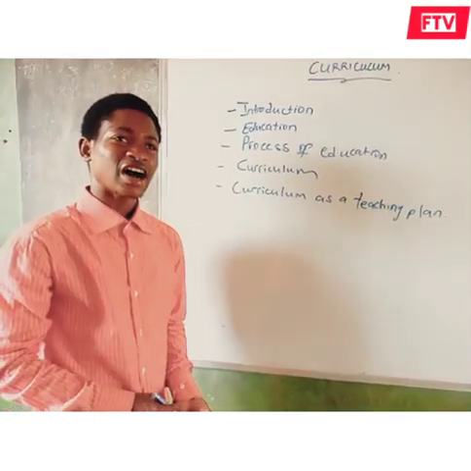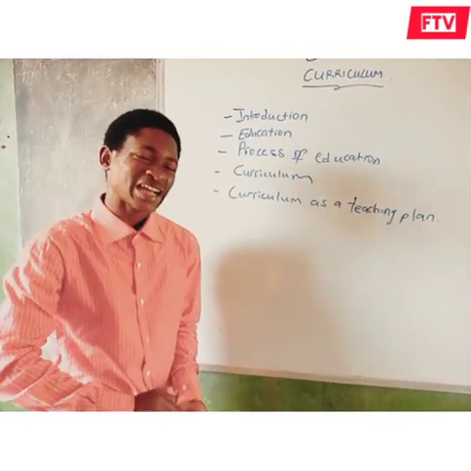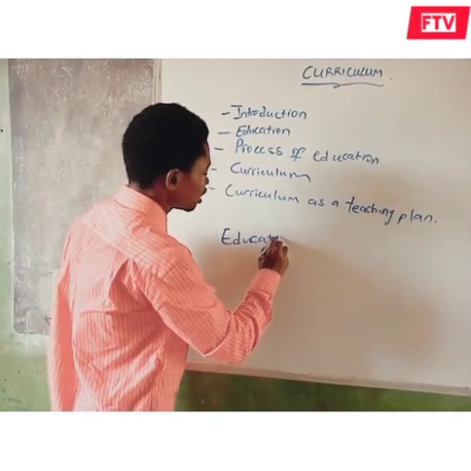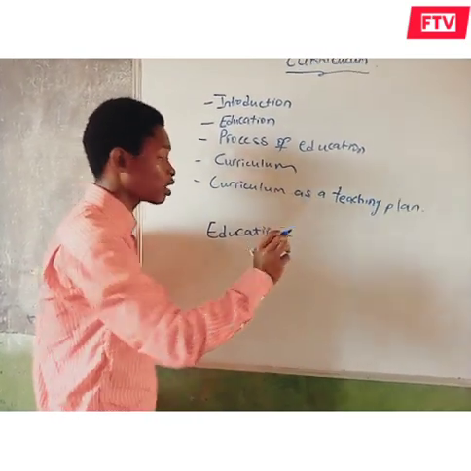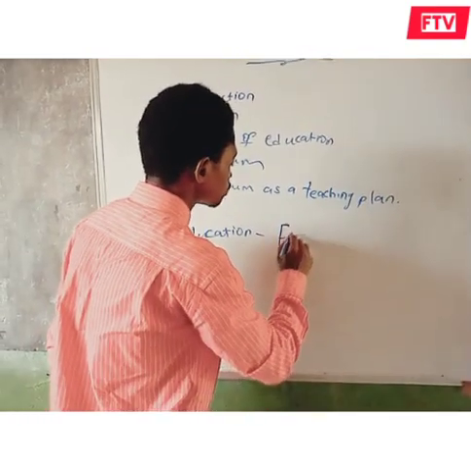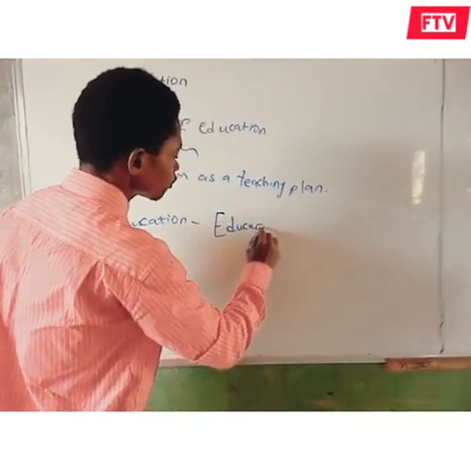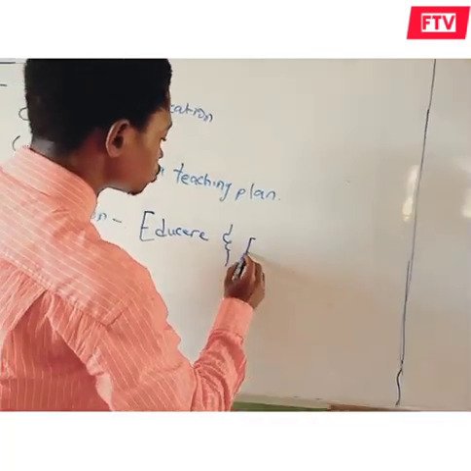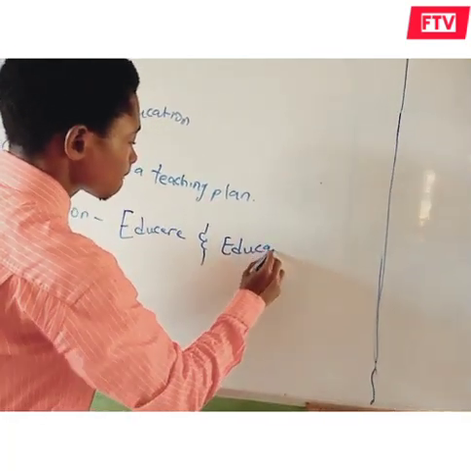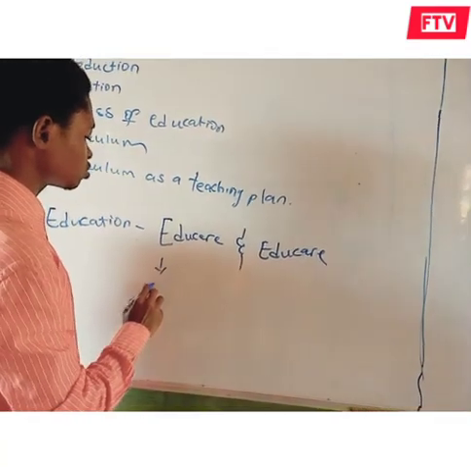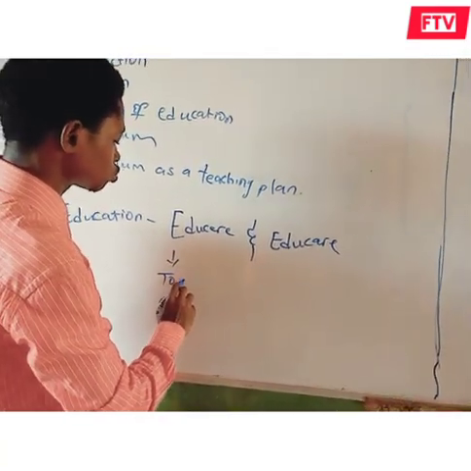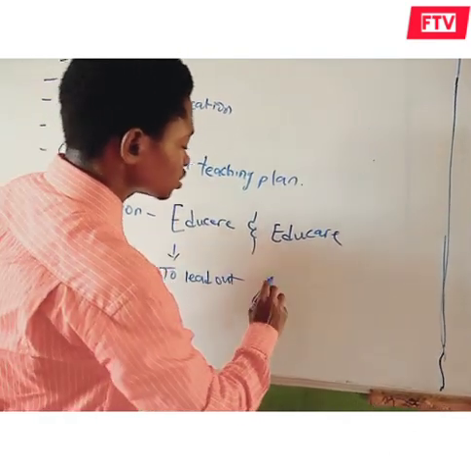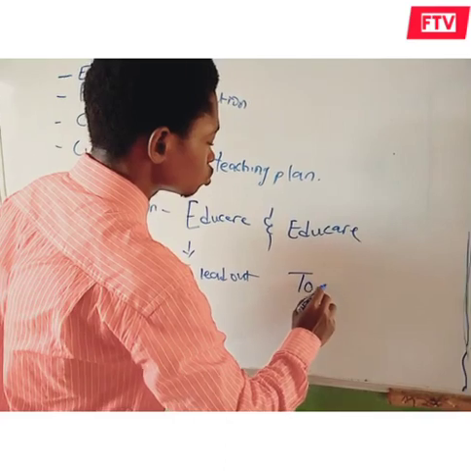The word education has its origin from Latin words. We have two Latin words: educere, which I'm very sure we are familiar with, and educare. Educere means to lead out, while educare means to train.